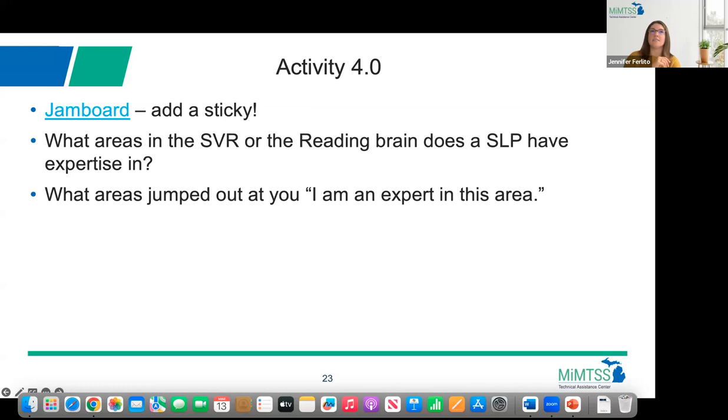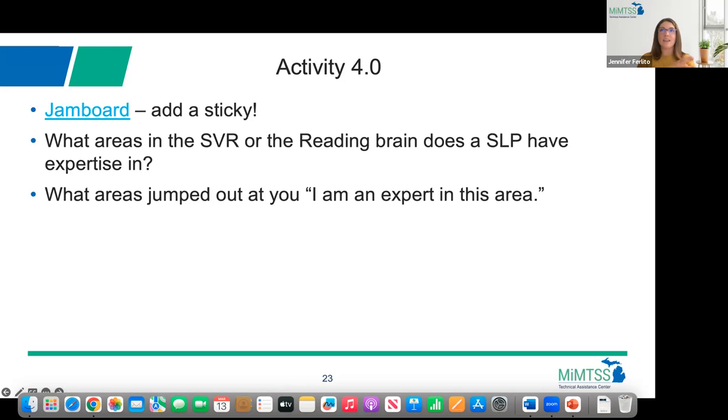And when I think about the simple view of reading, I always am baffled that I didn't learn about the simple view of reading in graduate school. I hope that's changing nowadays, because the whole simple view of reading is grounded in language, right? Word recognition and language comprehension.